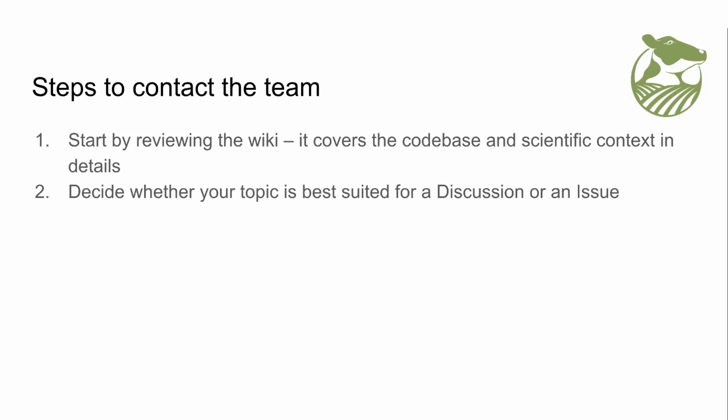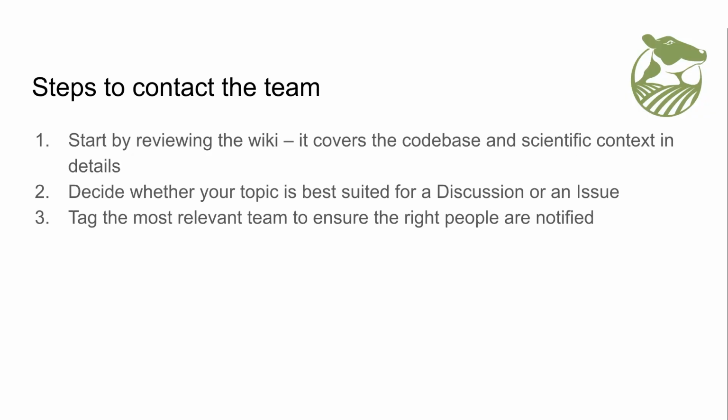And then next, you should decide whether your topic is best suited for a discussion or an issue, using the criteria and the characteristics that we just covered. Then tag the most relevant team to ensure the right people are notified. If you're unsure which team to tag, it is still okay to proceed without a tag, as our members can direct it to the right team.